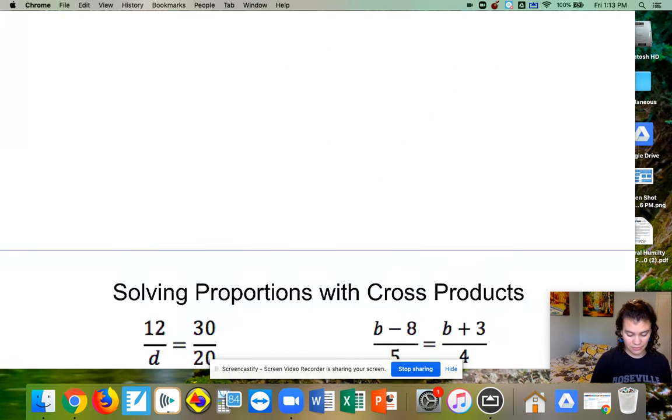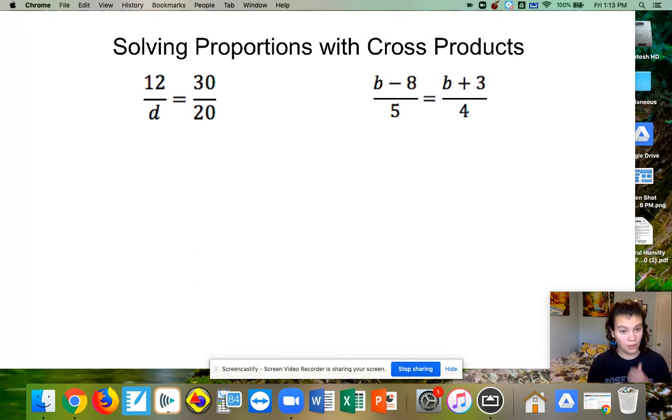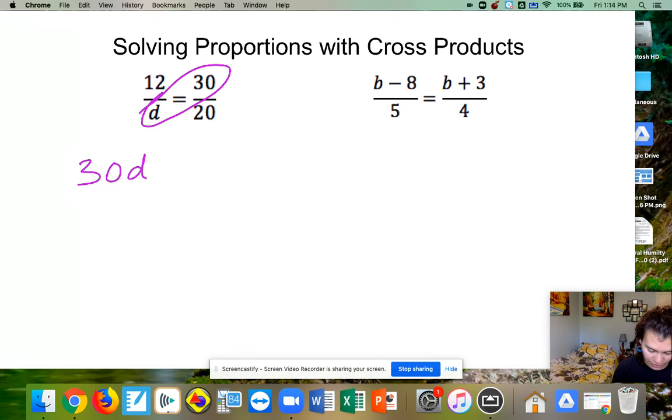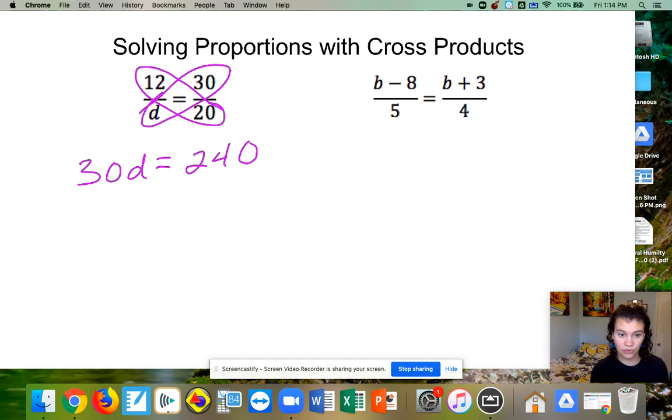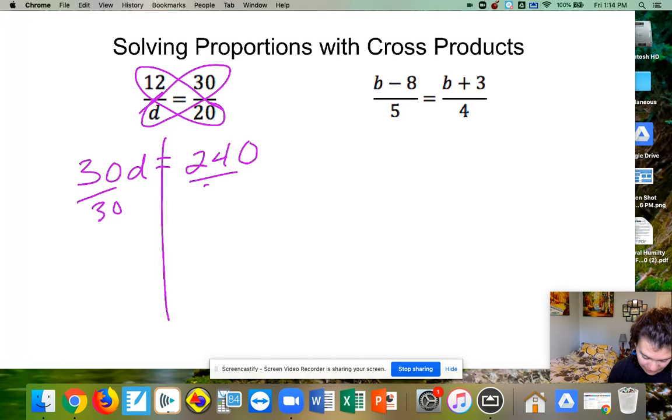Some examples. Here we have two proportions. We're going to solve them with the cross products. That means we're going to multiply diagonally. So I'm going to multiply like this, and you get 30D. And then multiply diagonally like this, and you'll get 240. Now we can solve by dividing by 30 on both sides, and D equals 8.